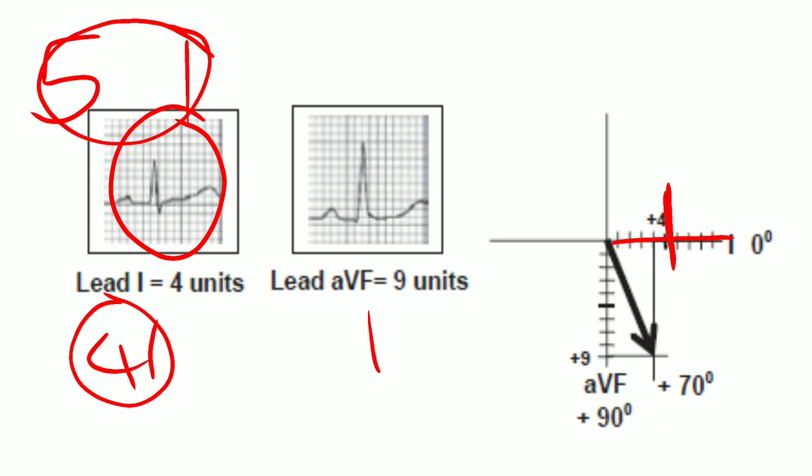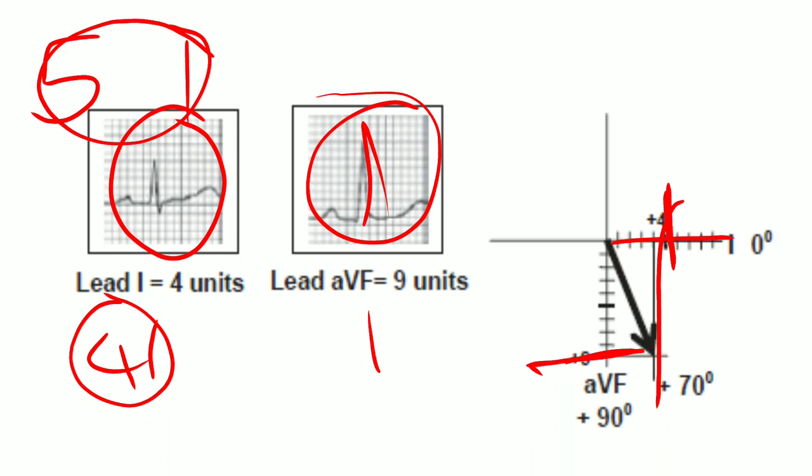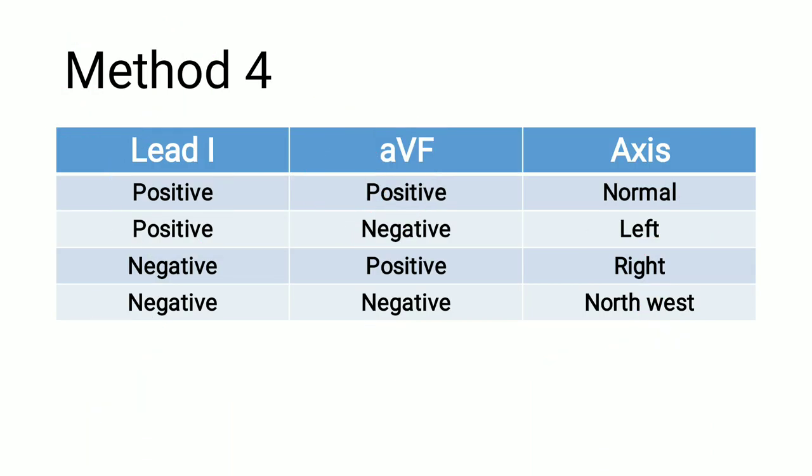Then look at AVF. Here it is 9 millimeters. So mark a point here at 9. Drop a straight line from here and drop a straight line from here. They will intersect at a point. From the center of the x and y axes, draw a line to meet this intersection point. This gives you a degree, that is the axis of the patient. It will take time.